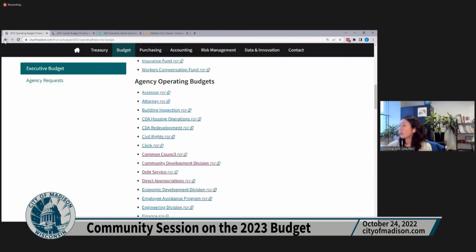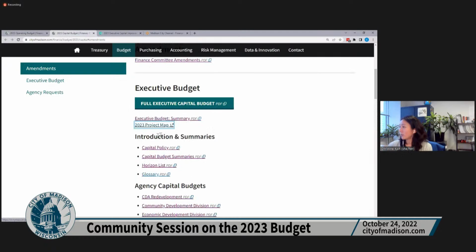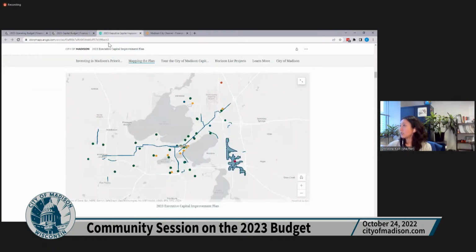One thing I like to point out in the capital budget is that one nice feature we have is something called the story map. So if you go to the 2023 capital budget, you can see this project map link, and that opens this ArcGIS map page where we actually show you geographically where some of the key projects are located. So you can zoom into different parts of the city.